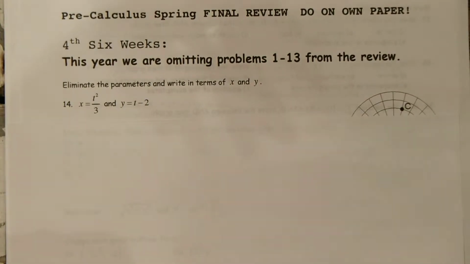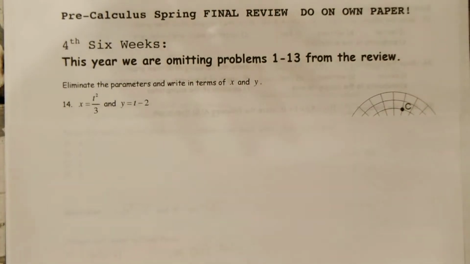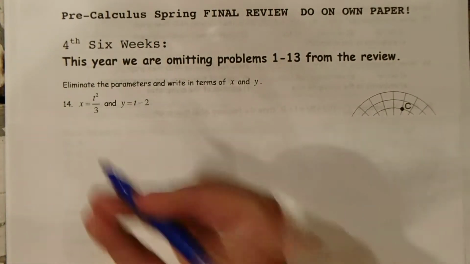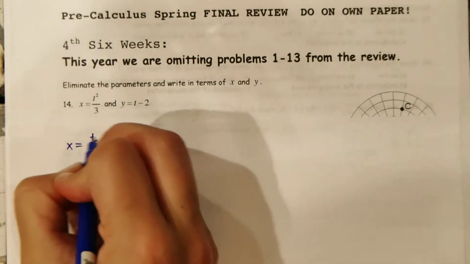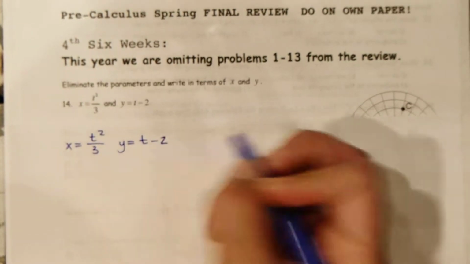Pre-calculus spring final review. So we're going to start with the fourth 6 weeks review, and it looks like this year in this particular class they're omitting these problems from the test, so we're going to start with number 14 here. So number 14, x equals t squared over 3, y equals t minus 2.